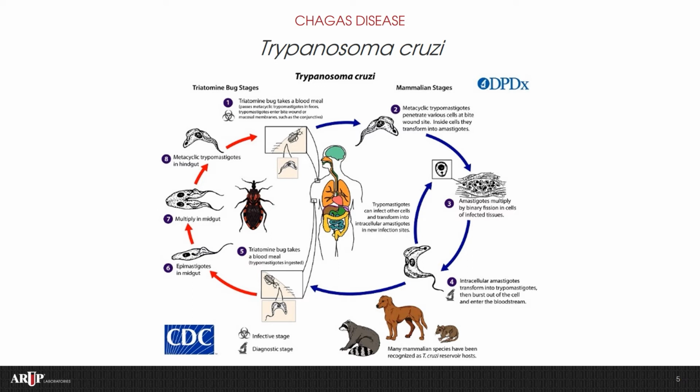The kissing bug becomes infected by feeding on human or animal blood that contains circulating parasites. The ingested trypomastigotes transform into epimastigotes in the vector's midgut. The parasites become infective metacyclic trypomastigotes in the hindgut. Other less common routes of transmission include blood transfusions, organ transplantation, transplacental transmission, and foodborne transmission by food or drink contaminated with a kissing bug and its feces.